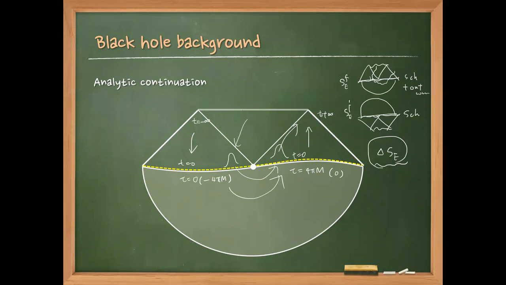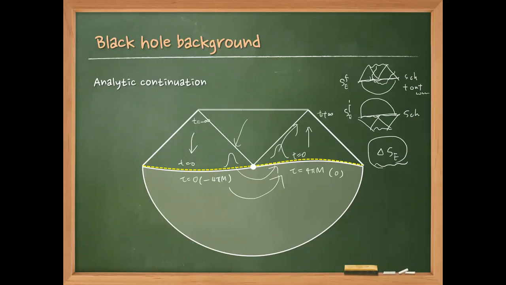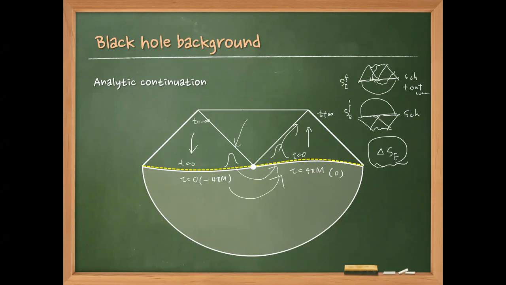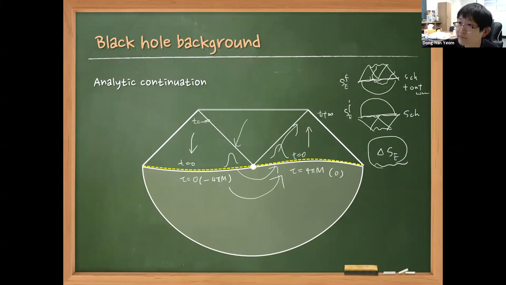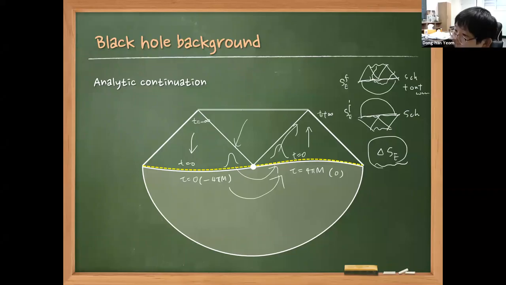So actually in the Euclidean formalism, from the Hartle-Hawking wave functional, we define the Hartle-Hawking boundary condition. So is it possible to consider an evaporating black hole in the Euclidean path integral formalism? I think so. I think so.